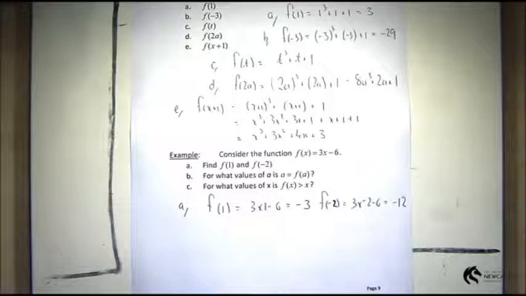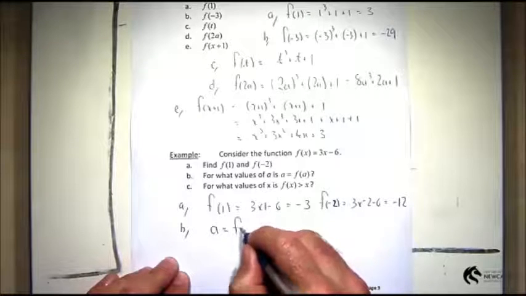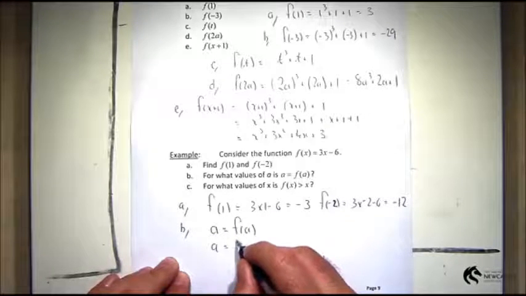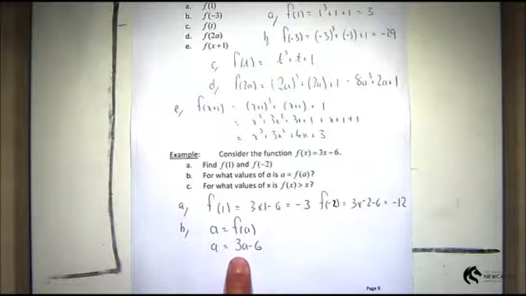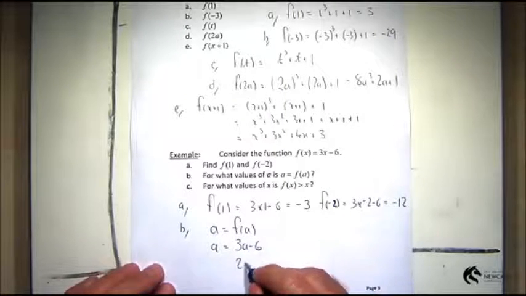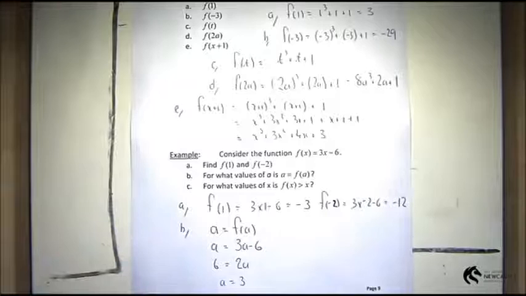The next one says, for what values of a does a equal f(a)? So in fact, we've got an equation there that we need to solve. f(a) is 3 times a minus 6. So this is a linear equation in one variable. To solve it, I just make a the subject. So I have 2a is equal to 6, and so a is equal to 3. That's the value of a that makes a equal to f(a).